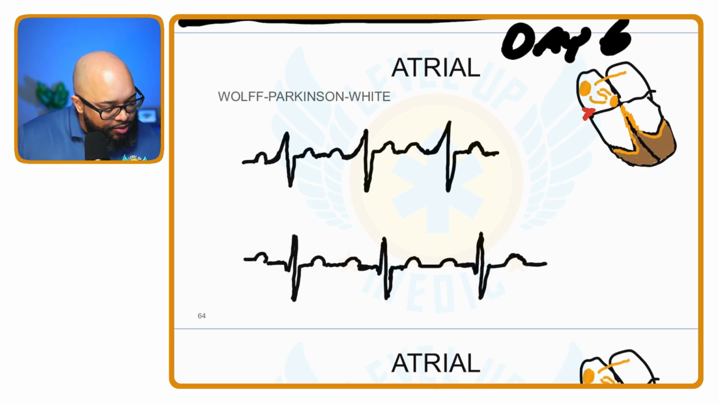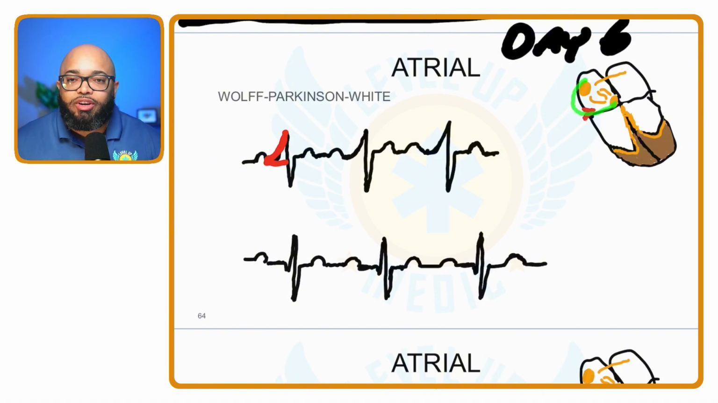Notice that we had a P wave, but then it's no longer this little flat section like it's supposed to be. It's kind of this upsloping section here. Notice that it happened pretty quickly. What's producing this is the signal, instead of just going from the SA node to the AV node, there's an accessory pathway where the signal actually goes a different direction.